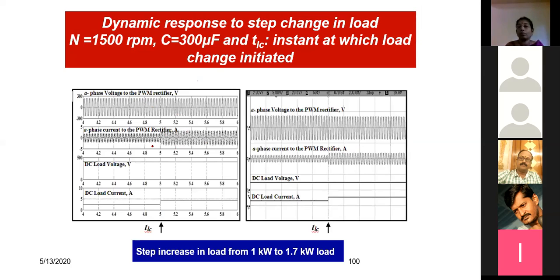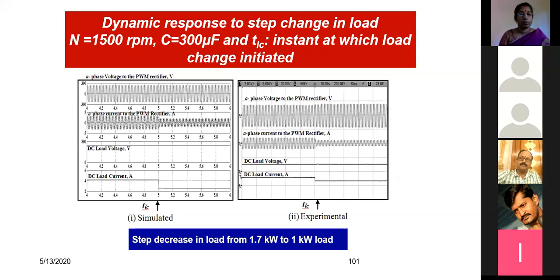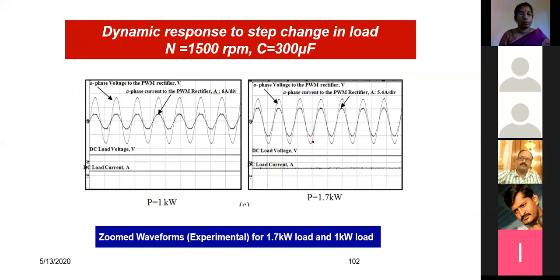Stator line voltage, stator PWM rectifier input current, DC load voltage, DC load current. The DC load voltage is maintained constant. So this is the simulation and experimentation. This is the instant at which the load changes from 1 kilowatt to 1.7 kilowatt. Then we can see that the stator voltage gets reduced gradually. Similarly, this one is 1.7 kilowatt to 1 kilowatt. How the load change behaves, experimentation and simulation, we observed.